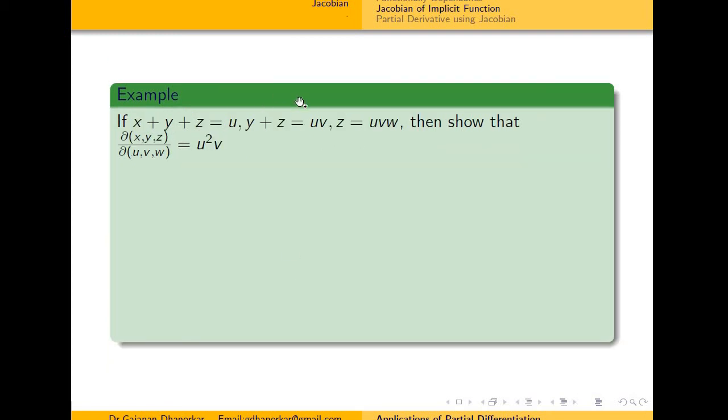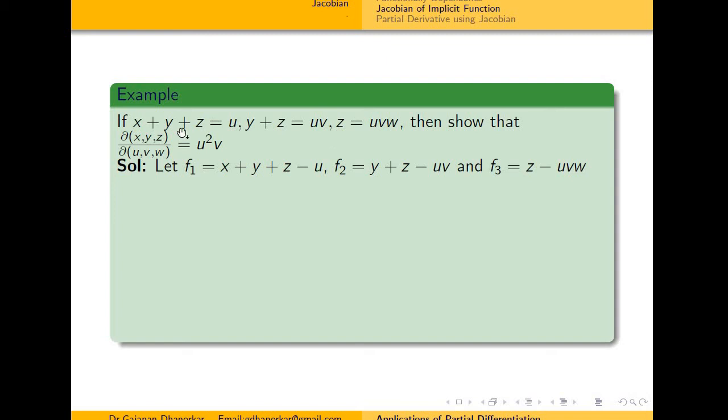You should solve this problem, and in this we are getting 3 equations in x, y, z and u, v, w. We cannot separate this. Therefore we have to insert implicit functions, and using that we'll solve this problem. When we are taking implicit functions, the problem becomes somewhat easy. Orally we can find the partial derivatives here.